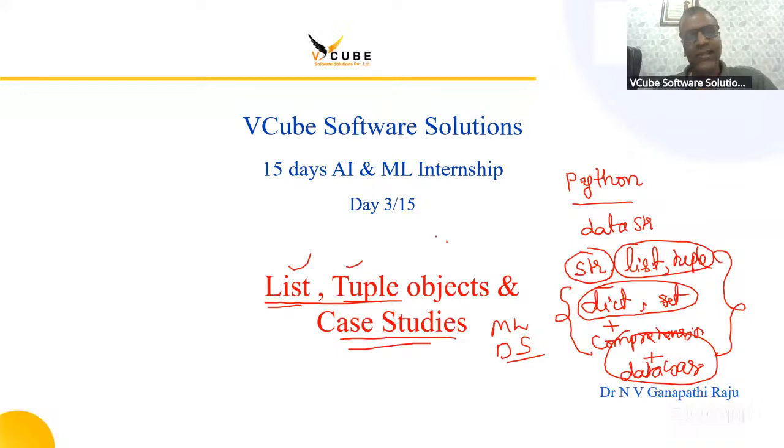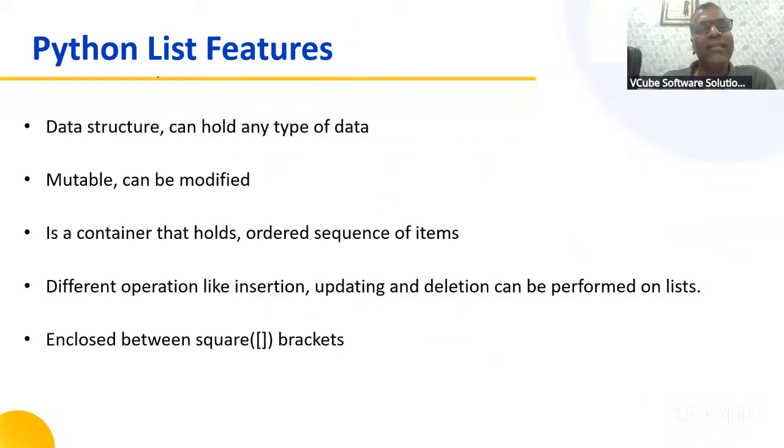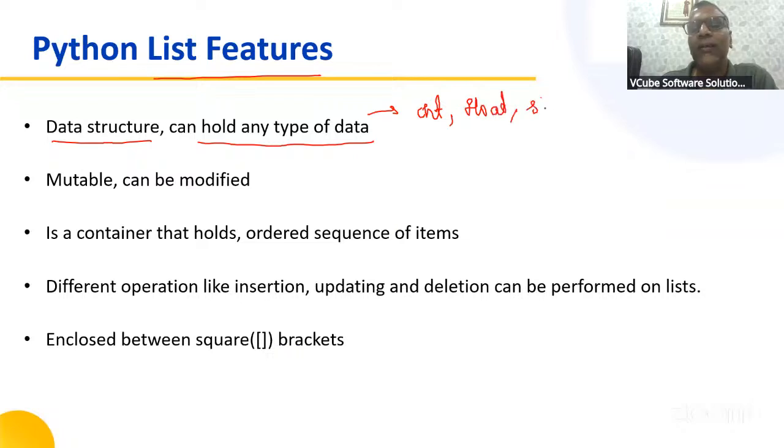Now, first of all, I will discuss list features. List is a data structure. It can hold any kind of data. That means in a list object I can store integer, I can store float, I can store string, we can store any type, including boolean as well as None data types. So the list data structure is called a heterogeneous data structure.